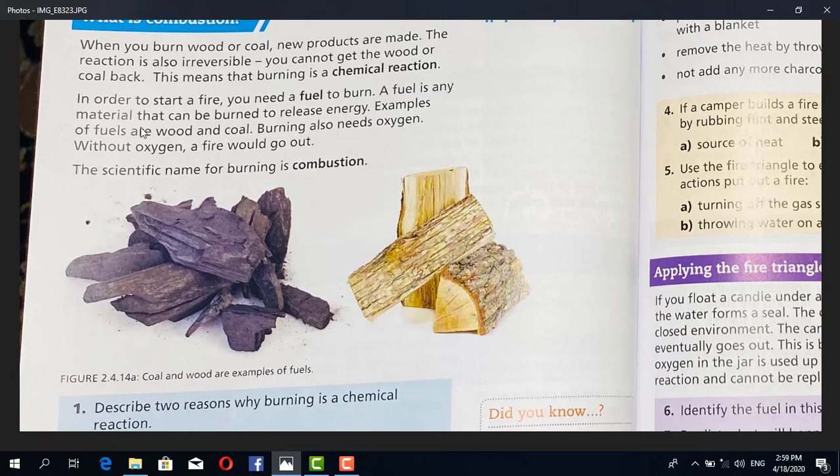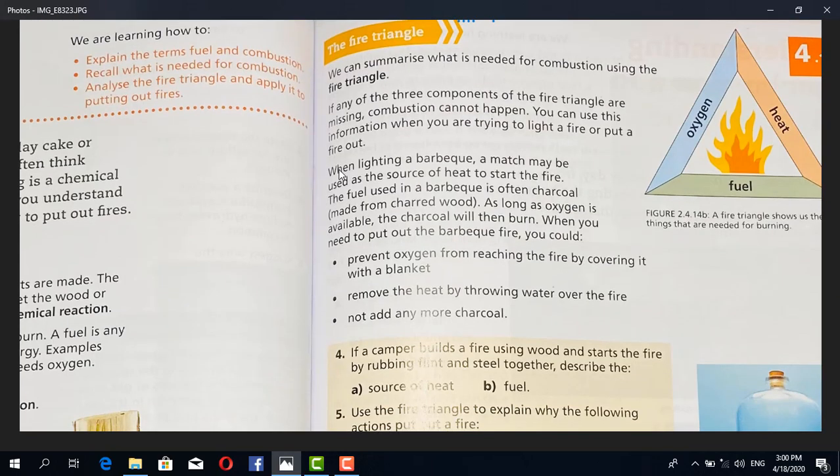A fuel is any material that can be burned to release energy. For example, wood and coal. Burning also needs oxygen. Without it, a fire would go out. That's why we call it a triangle of burning. It's the item that you want to burn, which is the fuel, and the presence of oxygen. The scientific name for burning is actually combustion.